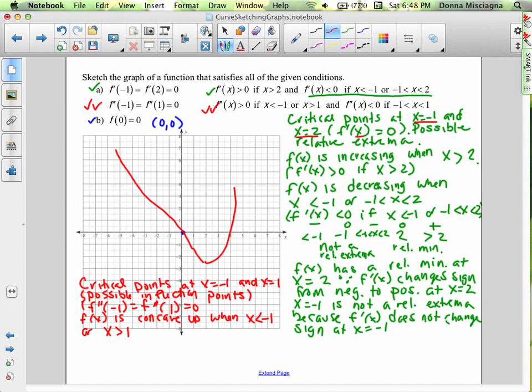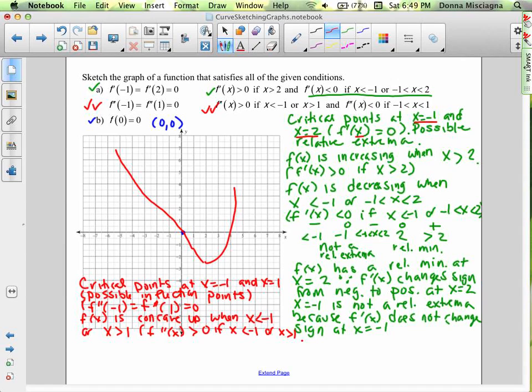So concave up on those places, and we know that because f double prime of x is greater than 0 if x is less than -1 or x is greater than 1. All right, and then f double prime of x is less than 0, so that means concave down if x is between -1 and 1.